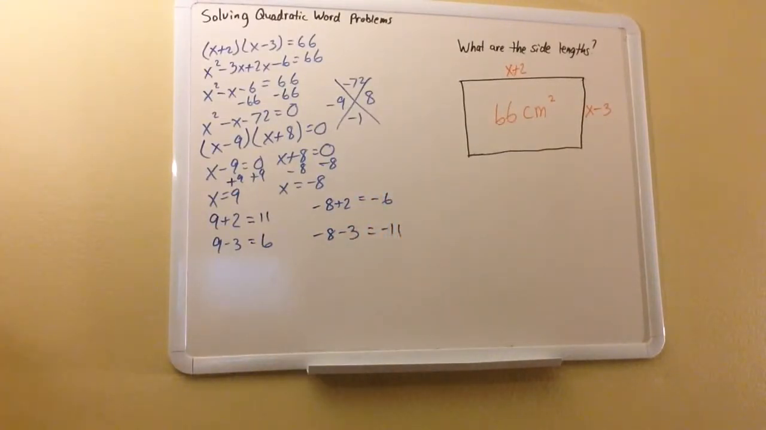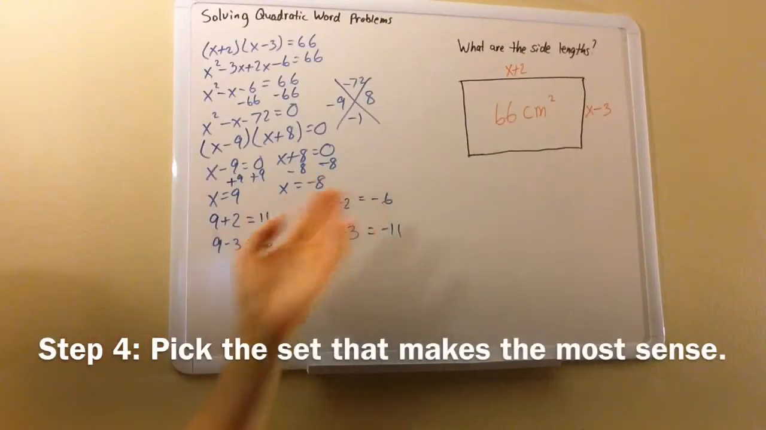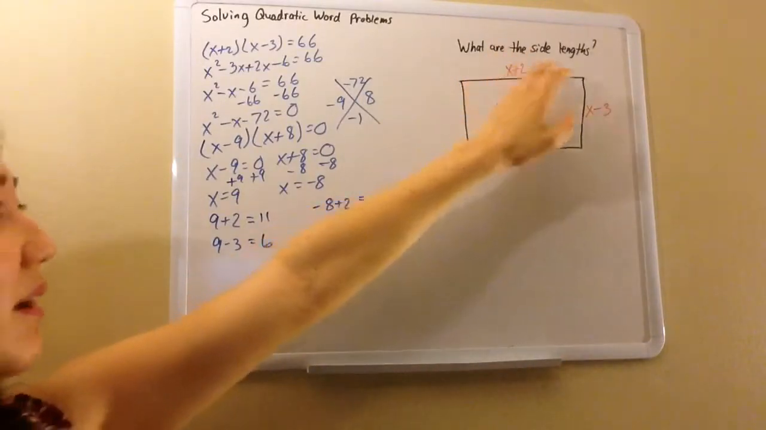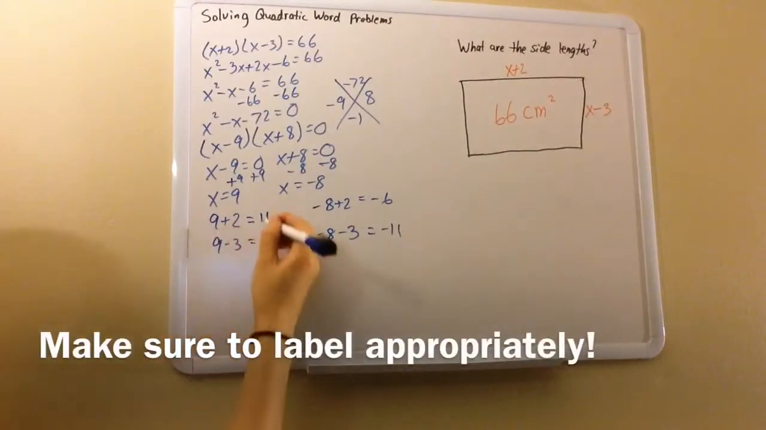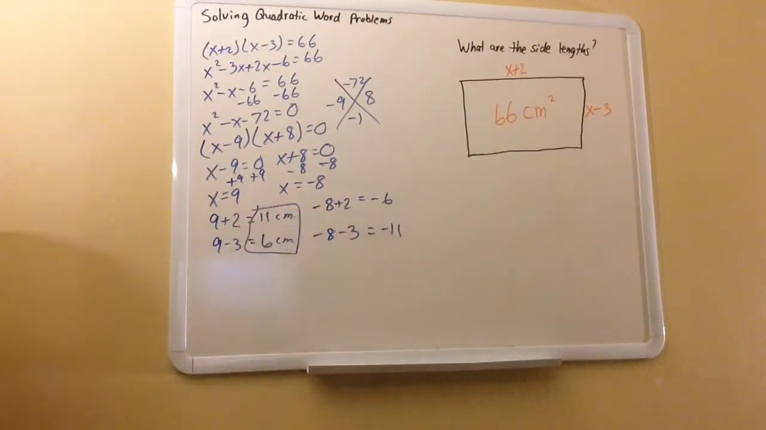Now I have to think about which one, or ones, maybe they're both right, so we need to think about which one's correct. We're looking at the side lengths, and the area is in centimeters squared, so that means both of these side lengths are going to be in centimeters. If I say 11 centimeters and 6 centimeters, that makes sense, because you can have those lengths. However, negative 6 centimeters and negative 11 centimeters doesn't make sense because you can't have a negative distance. So these are not going to be your answers.